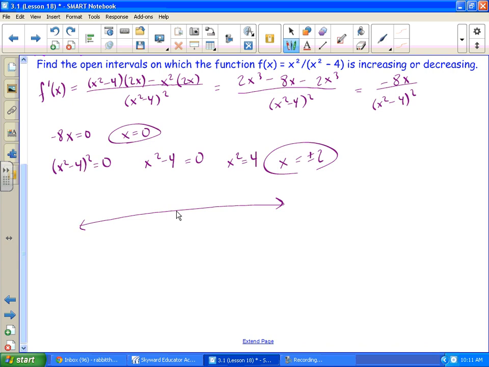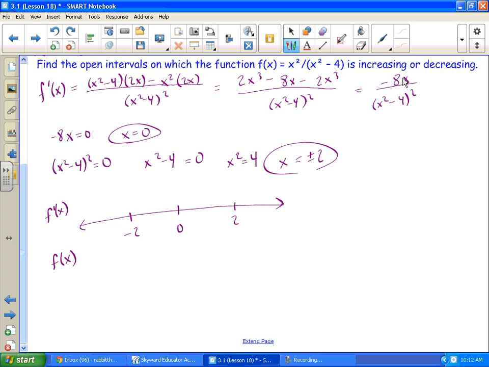And then I go ahead and I set up my number line. I've got 0, negative 2, and positive 2. What do I write up at the top? F prime of x, and at the bottom, f of x. So it should always look like this. Now f prime of x means I'm plugging in my derivative. What do you notice about the denominator? It's squared, so it's always positive.